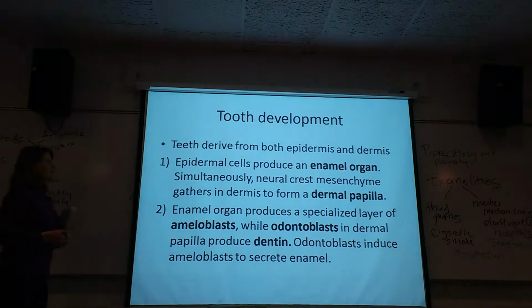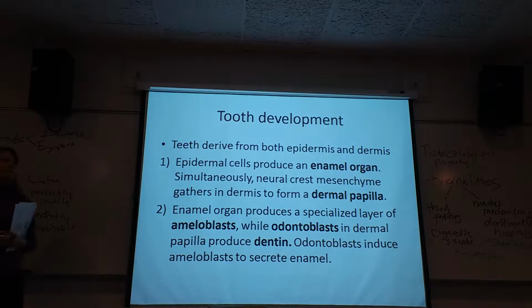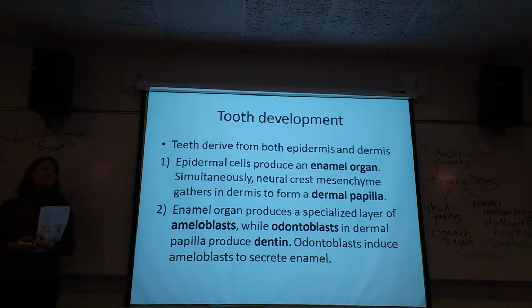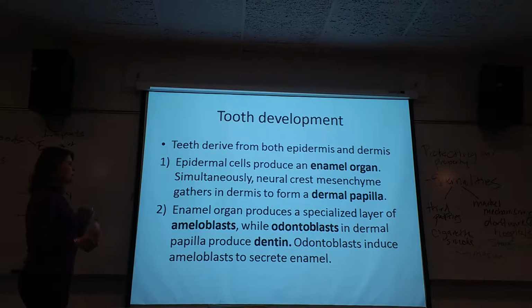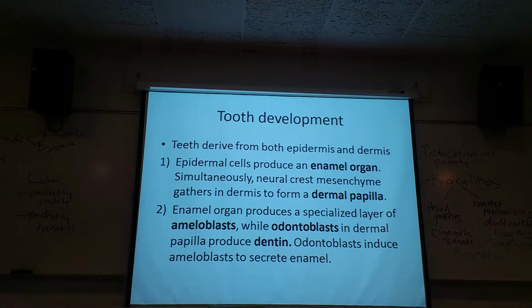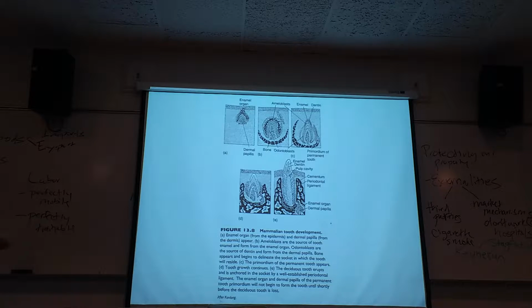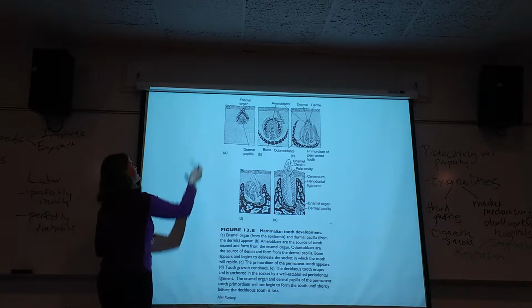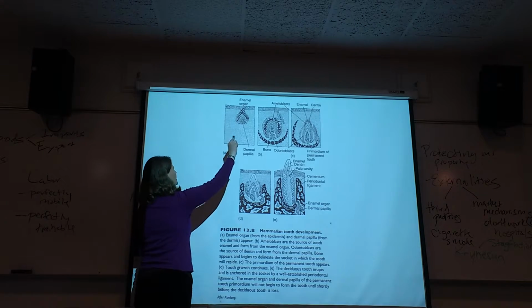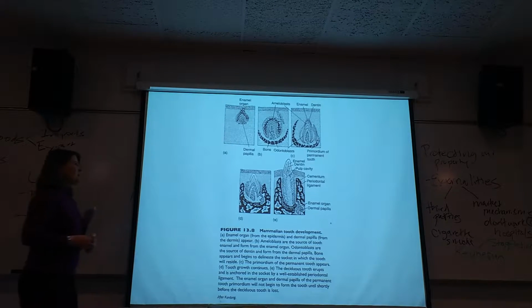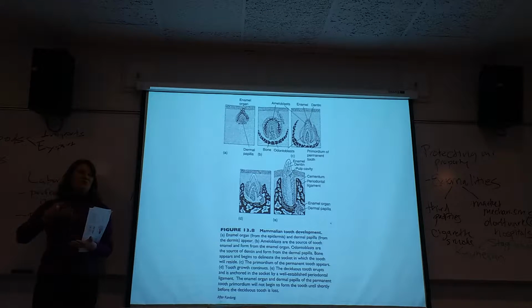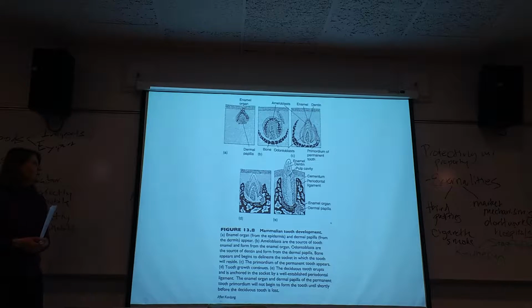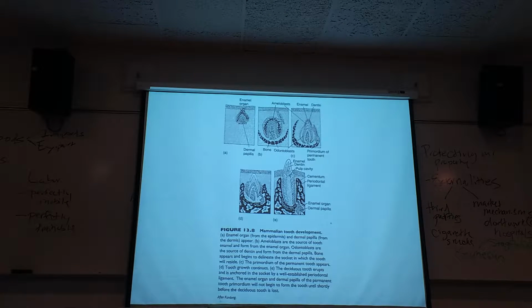So basically, teeth are a combination of epidermis and dermis. They begin as epidermis and dermis, two outgrowths. The epidermal cells first produce what's known as an enamel organ. So it looks something like this. You can see the epidermis comes down and produces this enamel organ, which is this sort of C-shaped structure here. And at the same time, you have an outgrowth from the dermis called the dermal papilla, and that's going to grow upward and meet the enamel organ, and we'll see what happens with that in a minute.